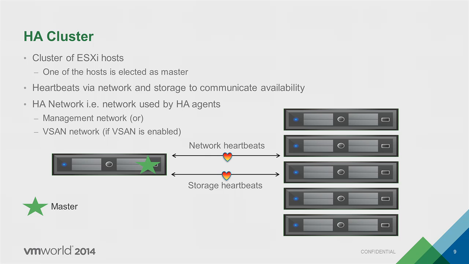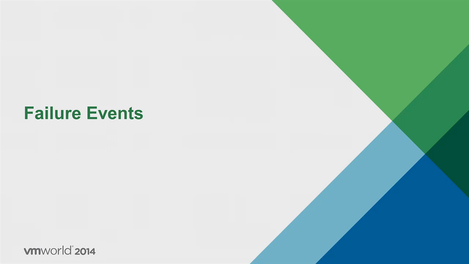The big thing to keep in mind from a network standpoint is just one differentiator: when you use vSAN, you're not going to be using the management network for that communication anymore. You'll be using the vSAN network. And with that, I'll hand it off to Manoj, and he's going to talk about failure events to begin with.